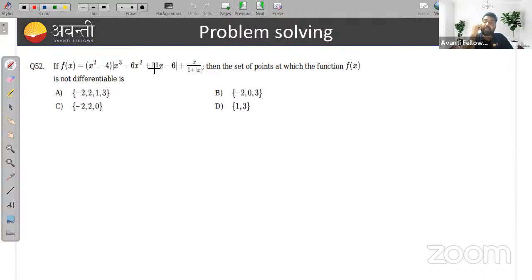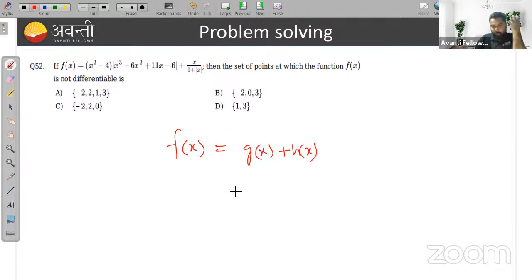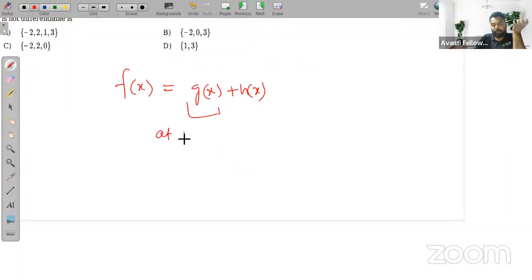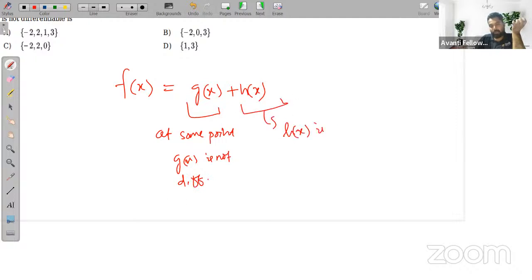So you need to find the points where the given function is non-differentiable. And we know, suppose you have a function, there is a concept, okay? Suppose you have a function f of x equal to g of x plus h of x. And if I say at some points g of x is not differentiable, and also at some point h of x is not differentiable.